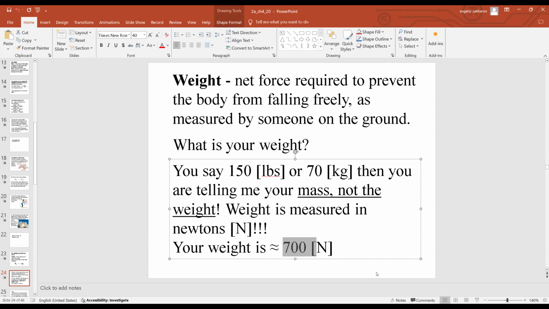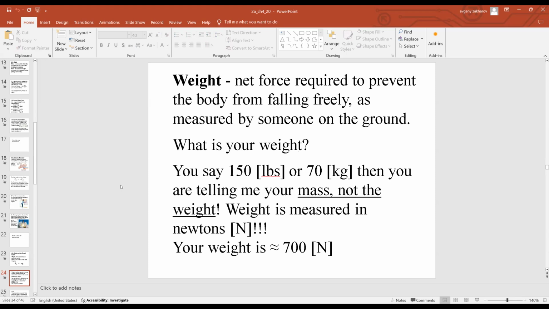So your weight is not some number of pounds, and it's not even kilograms. Your weight is a force, and it must be in newtons. So you tell your doctor that your weight is 700, maybe 800, depending on the mass. And don't you say newtons right away. Just say the number and watch the doctor's reaction. If the doctor says, what the hell is that number? Then that doctor probably doesn't know basic physics, basic science. I wouldn't trust that doctor. I would find another one.